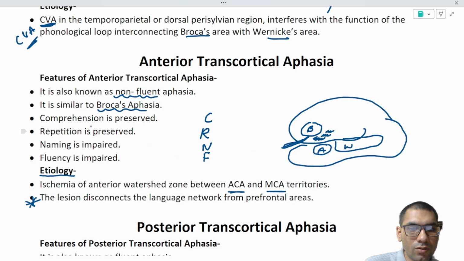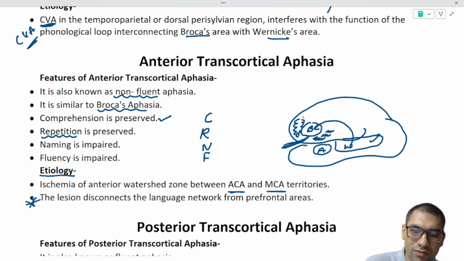That will lead to, because Wernicke's is intact, the comprehension will be preserved. Repetition will be preserved because Wernicke's is connected to Broca's. Though Wernicke's may not be associated with other prefrontal areas, Broca's may not be associated with other prefrontal areas, but Broca's and Wernicke's are connected to each other. That is why repetition is also preserved. But naming is impaired, because for the purpose of finding a name you need memory, you need prefrontal areas, so naming is impaired.